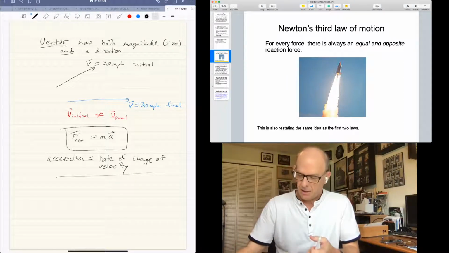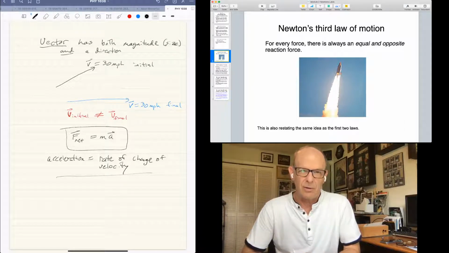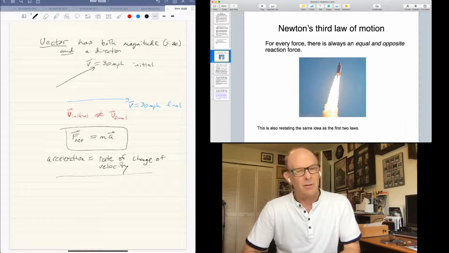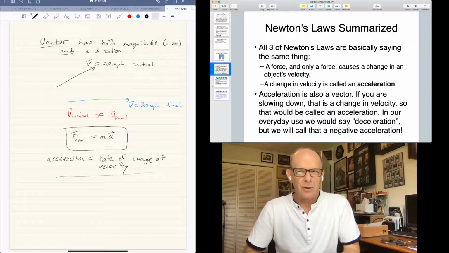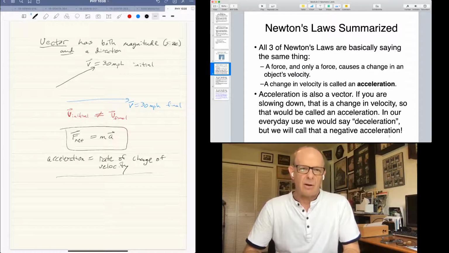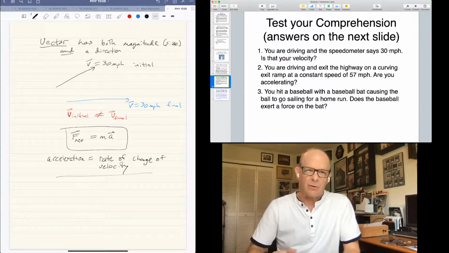Why is that? Because your hands might be pulling up on your ankles with enough force to lift them off the ground, but your ankles are pulling down on your hands with an equal and opposite force. And since they're all connected as part of one body, you don't go anywhere. So Newton's laws all basically say that a force and only a force can cause a change in an object's velocity, and we describe that change in velocity with a quantity we call acceleration.